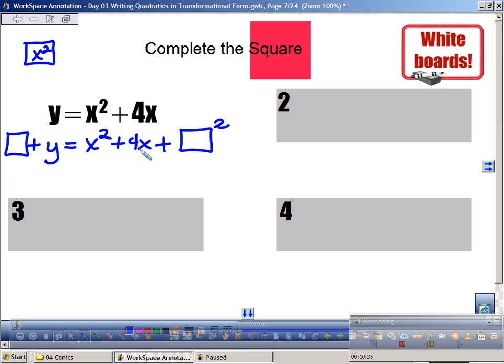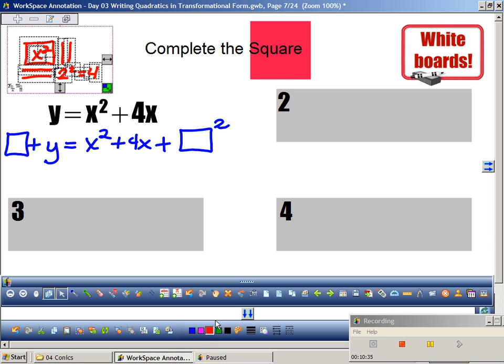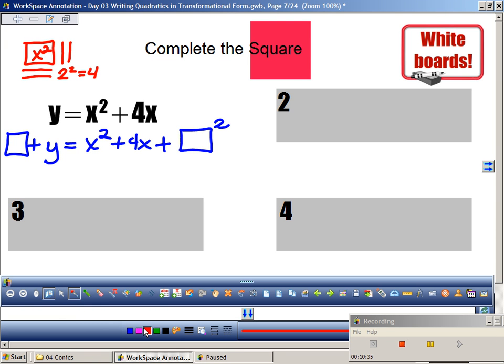Right now, my square's got 4 x's. So the first thing I do is I split those 4 x's in half. So I have 2 x's on one side and 2 x's on the other. So to complete my square, I would need 2 squared, or 4. I should have done all of that in a different color. I've got red on there, so I'm going to make it red. So in order to complete my square, I would need 2 squared, or 4.